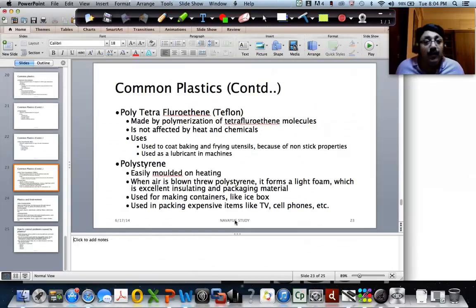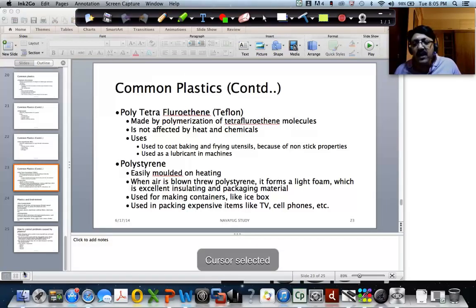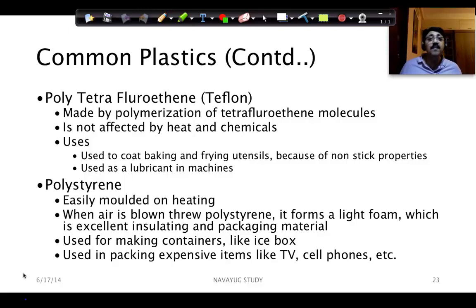So that is about polytetrafluoroethene, right? And the next one is polystyrene. And polystyrene is in fact produced out of benzene, as I told you, but non-direct polymerization, right? And polystyrene is very often used because it's a thermoplastic. What do you mean by thermoplastic? What is the difference between thermoplastic and thermosetting plastic? Correct, remolded, right? So thermoplastic can be remolded. So polystyrene is a thermoplastic, so it can be remolded again and again, right?